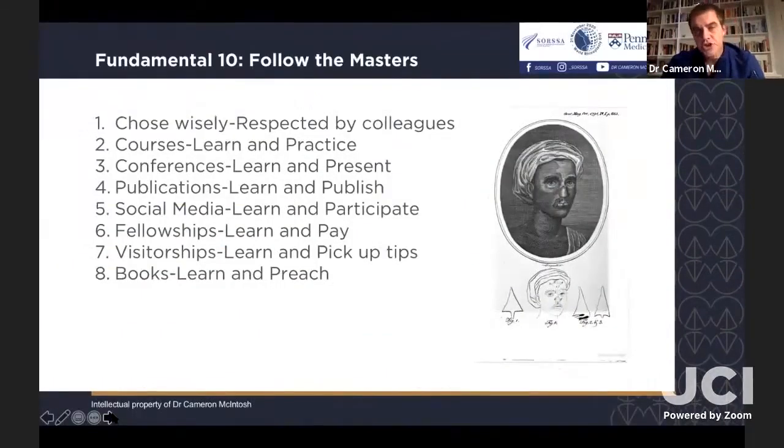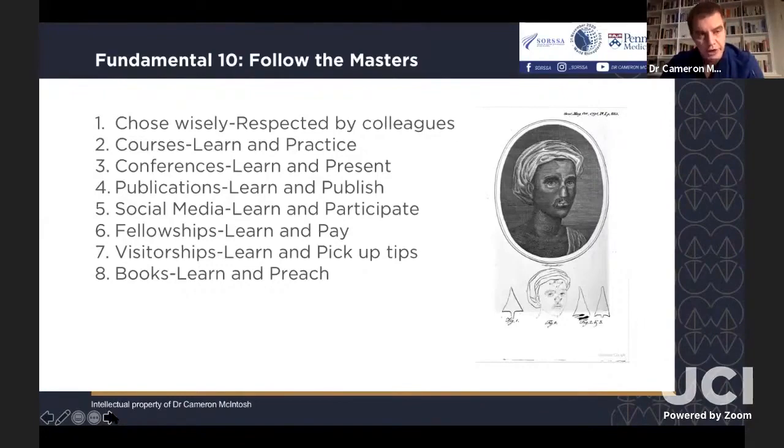Fundamental number 10 is you must choose who you are going to follow in terms of the people who are very experienced. So a few things. You must choose wisely. Some people you'll get on with, some people you won't. Then go to courses. Once you've gone, you learn, and then you practice what you've learned. Go to conferences, learn, and present at conferences. Don't necessarily just be a participant, be active. Go and present at conferences.